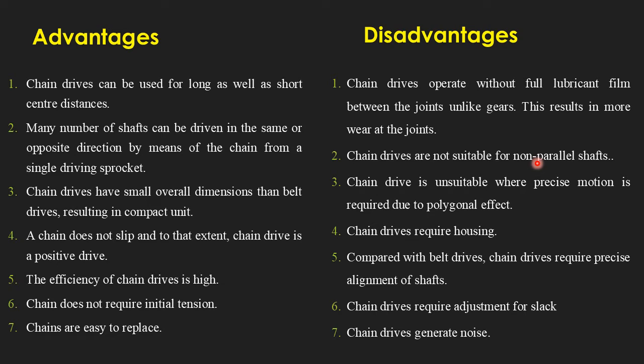If you have observed in bevel gears, worm gears and all, those gears are basically used for applications where the shafts are non-parallel. But chain drives cannot be used for such applications. That is a demerit. And one more is the polygonal effect, and one more is requiring housing. You have seen in multiple applications that it requires housing. And compared to belt drives, the alignment of the shafts on which the chain drives are mounted needs to be accurate. Precise alignment of shafts needs to be present. Then only the efficiency of the power transmitted will be higher.